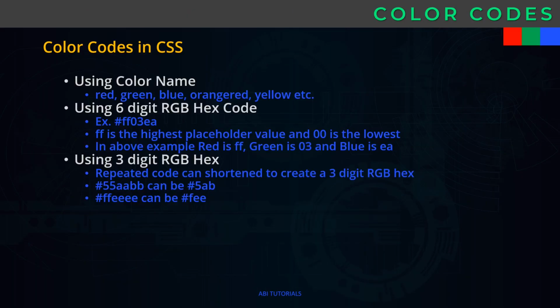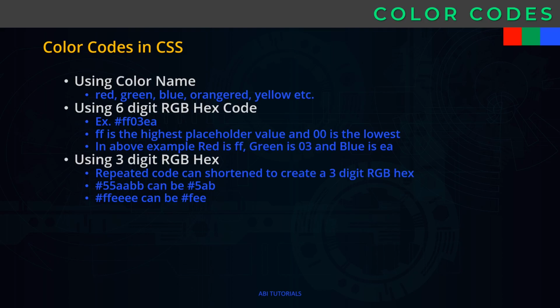CSS is all about styling a HTML page to make it look better. Color plays a big role in making a page look better. Let's now see the different ways to identify colors in CSS. The first method is using the color name. If you know the name of the color, then you can directly use the color name in your CSS code.